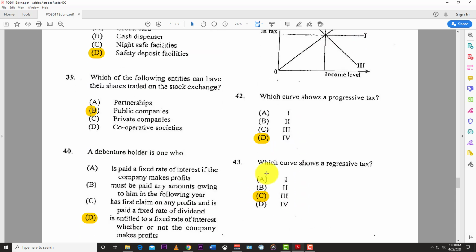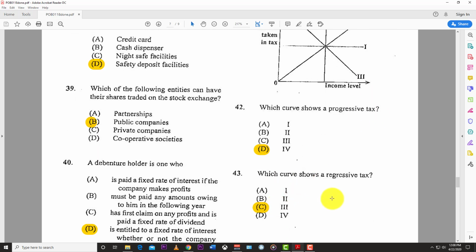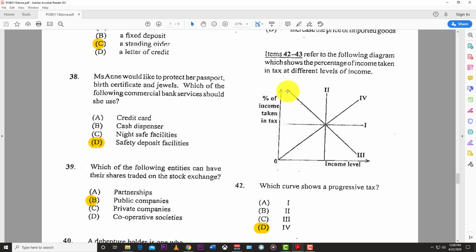Number 43, which curve shows a regressive tax system? A regressive tax system is the opposite. So that's here, number 3. So that's C, and that depicts that the lower the income level, the more of a tax burden you bear. As the income increases, you're actually paying less and less taxes. And so that's a bad tax system for poor people, because the lower the income, the higher the proportion of the amount of the tax that comes out.